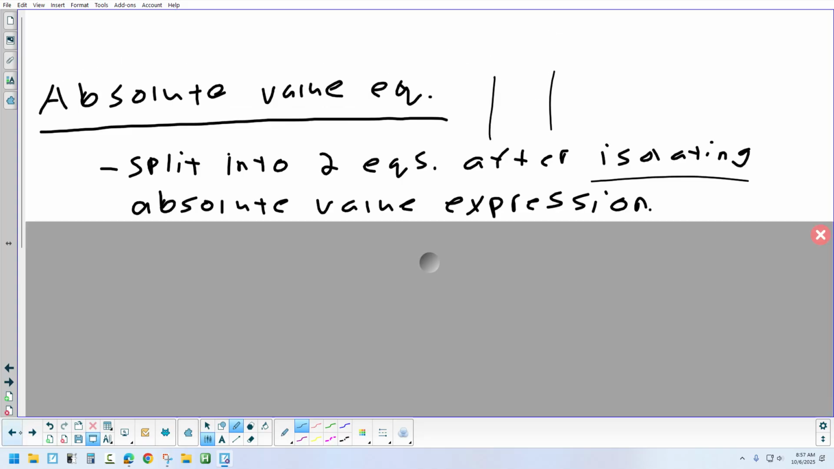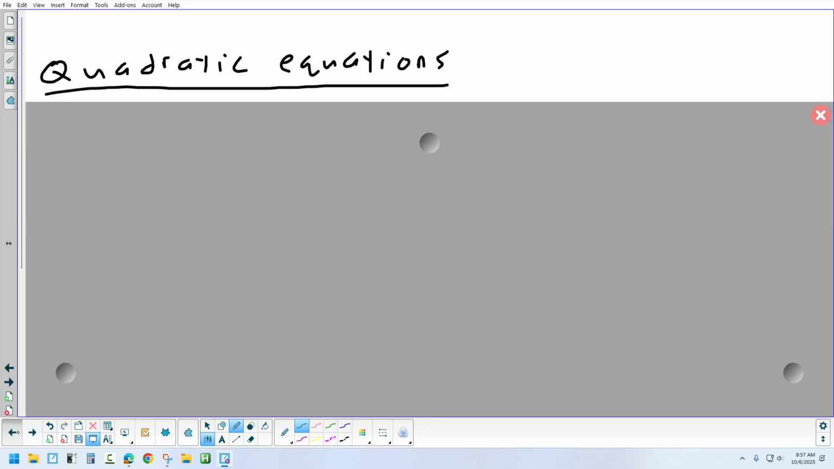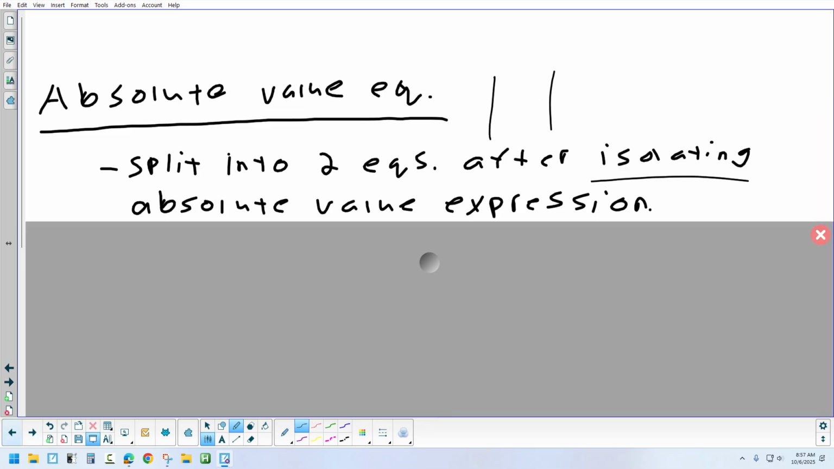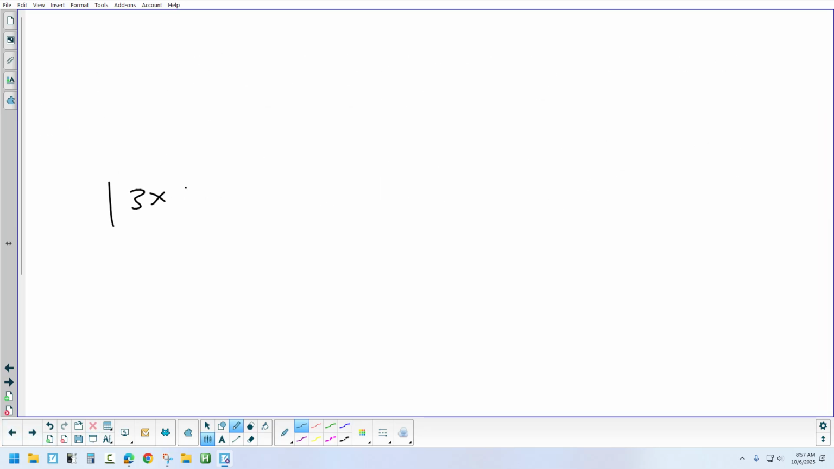So here's an example. I thought I had one. I guess I'll just make one up. Here's an example of an absolute value that is all by itself on one side. Okay? That has the absolute value isolated. Here's one that does not.